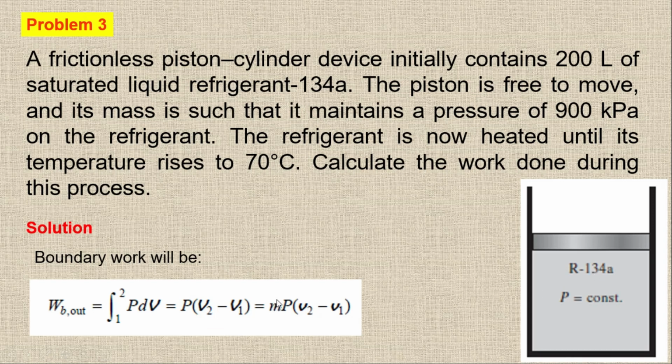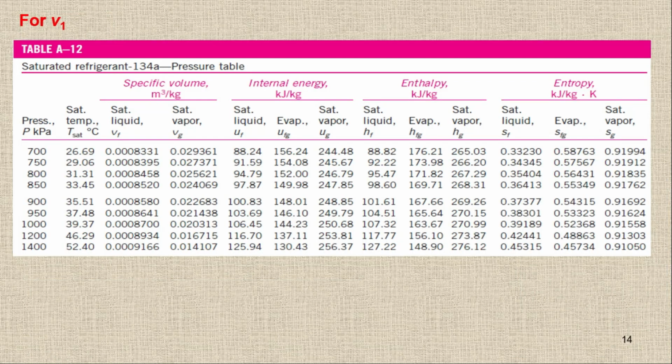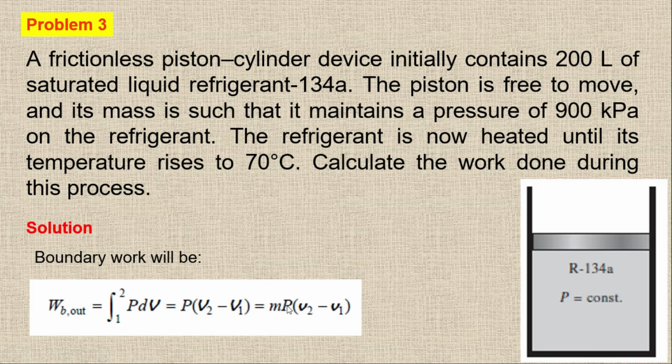If you see, the value of mass is not given. As we don't know the value of mass, how can we get it? So I'm going to solve for V1 and V2 first. For V1, we have saturated liquid at 900 kilopascal for R134A.